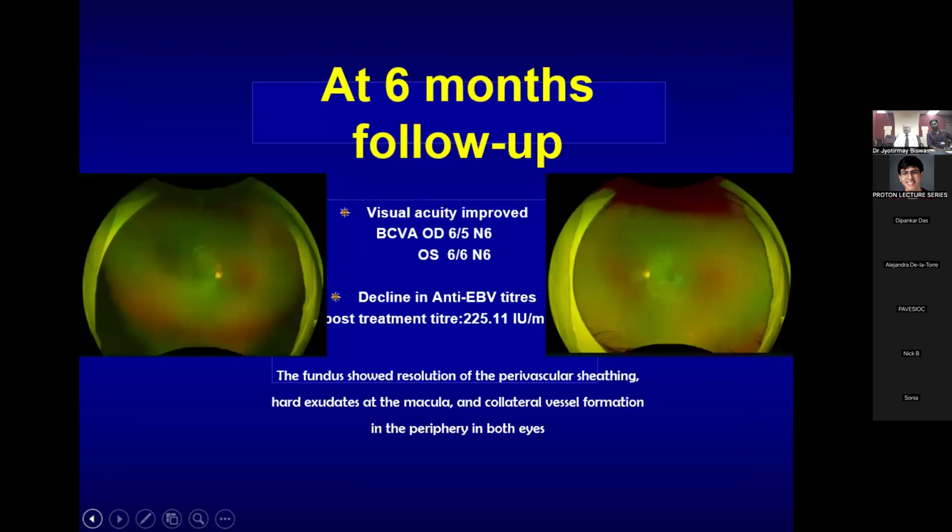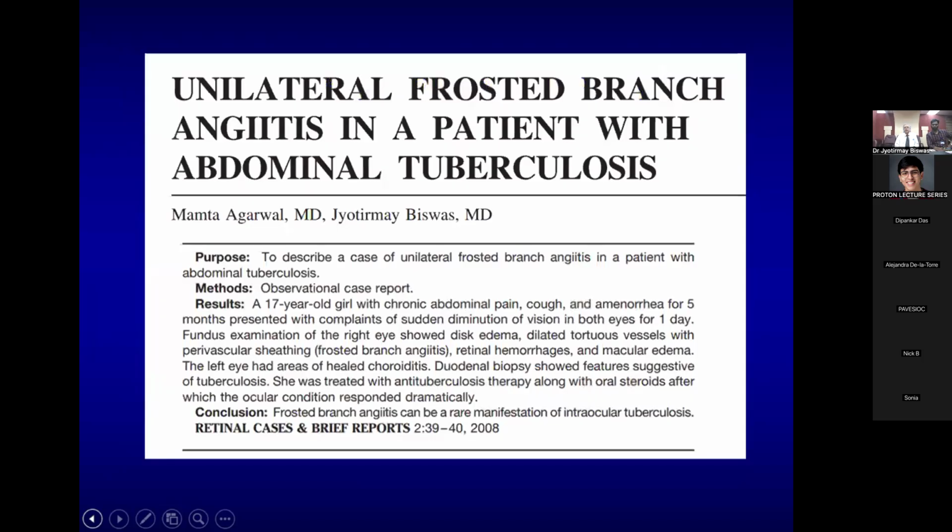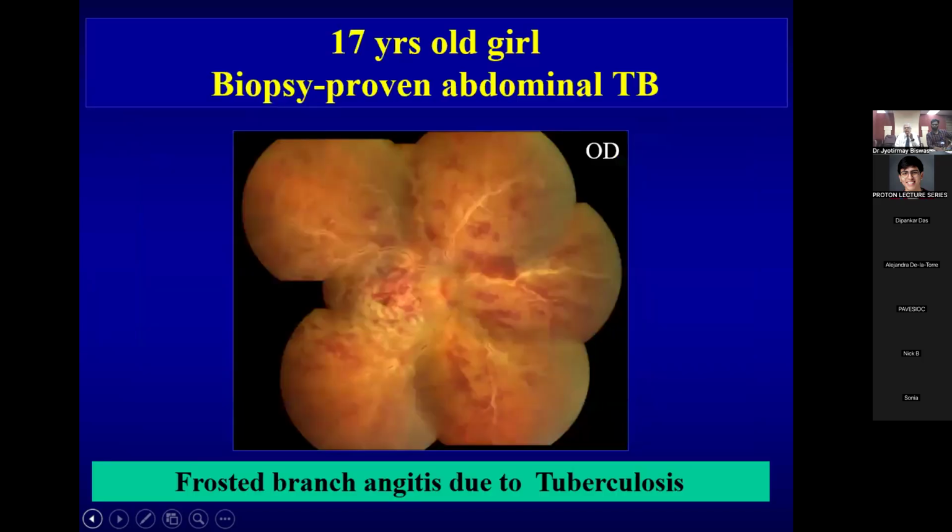This responded elegantly with the vision coming back to the normal 6/5 N6 in the right eye and 6/6 N6 in the left eye. Anti-Epstein-Barr virus titer became 225, half of the one following treatment. We had a unilateral frosted branch angiitis in a patient with abdominal tuberculosis.